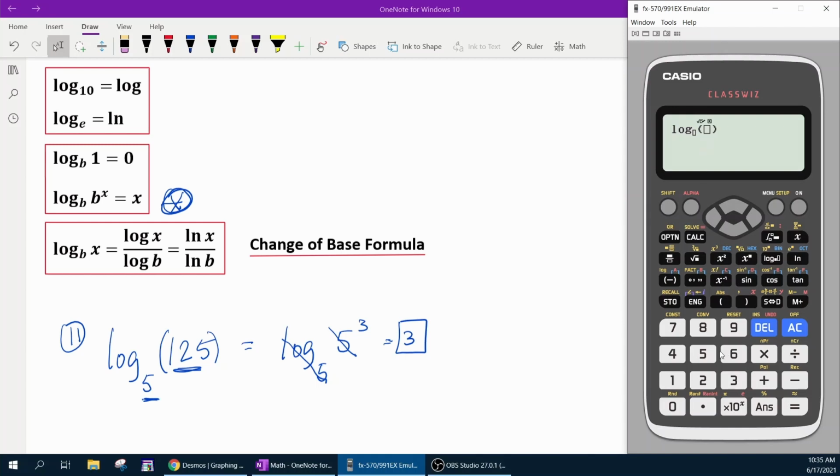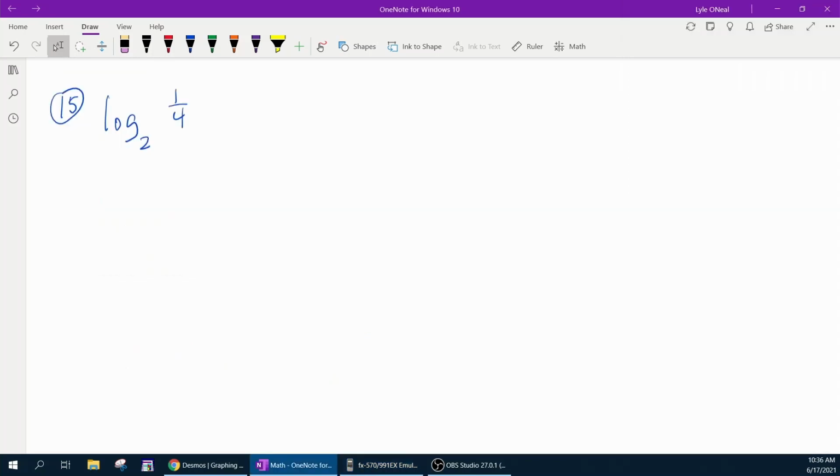So we're going to type in log base 5, move over, and put the 125. And our Casio is going to tell us, yeah, the answer is 3. So do you see that is super easy to check your manual labor with this particular calculator. All right, next example, number 15.